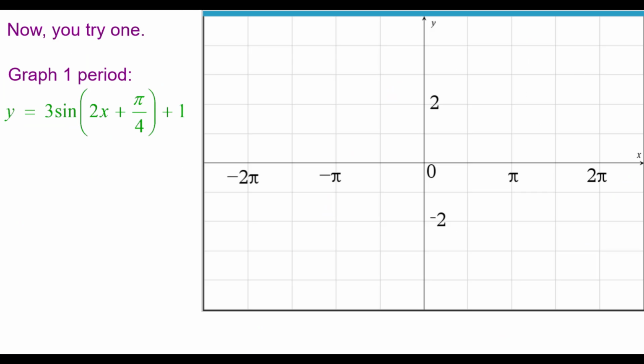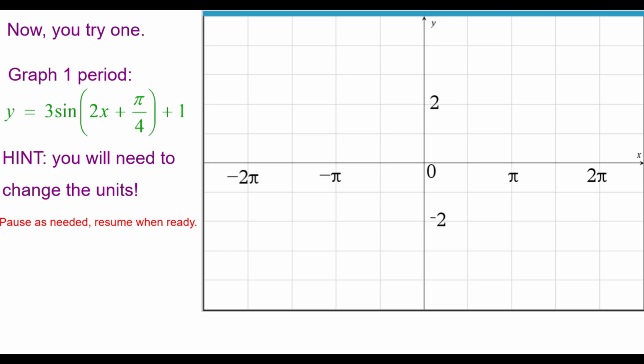Now you try one. Graph just one period of y equals 3 times the sine of the quantity 2x plus pi over 4, plus 1. Remember, you're going to need to change the units, and pause is needed because we're just going to show you the answer. So take your time. Resume when you're ready.